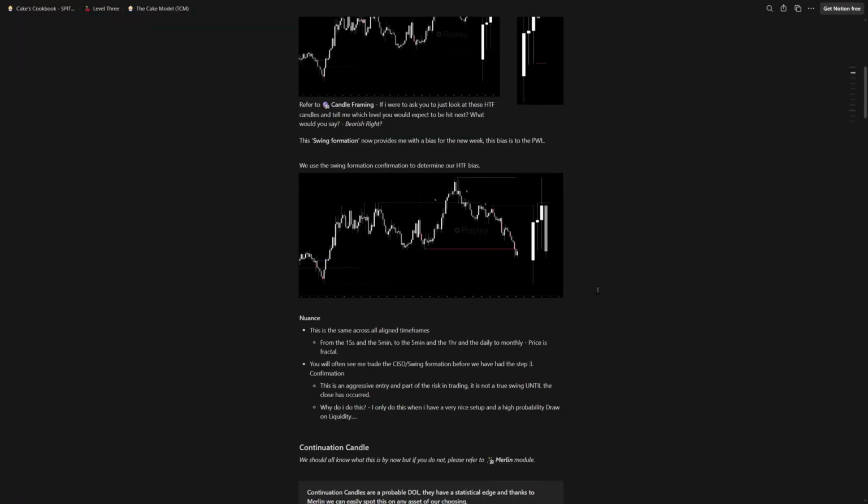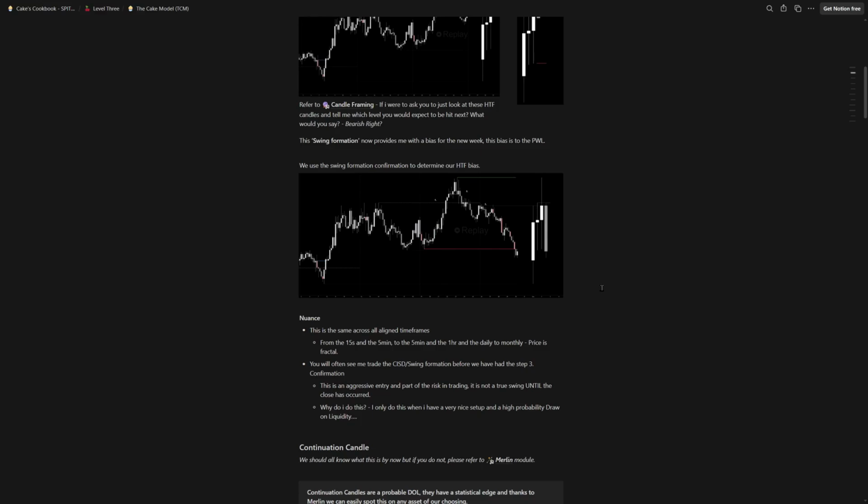So a little bit of nuance to this. This is the same across all aligned timeframes, from the 15-second and the 5-minute to the 5-minute and the 1-hour and the daily to the monthly. Price is fractal. Okay, so we're just looking for that higher time frame candle, look for that sweep, then looking for the lower time frame CISD, and then to close back inside that candle's range, the one that we've just swept.